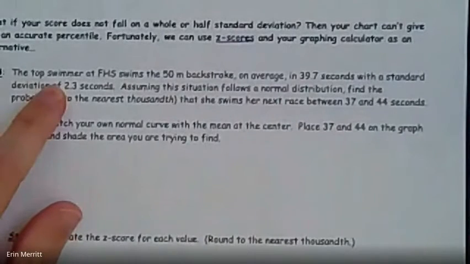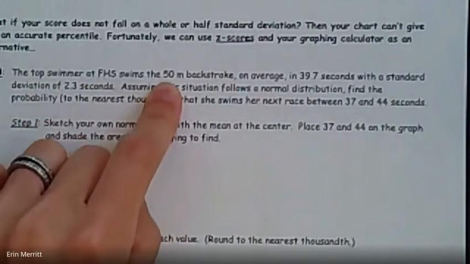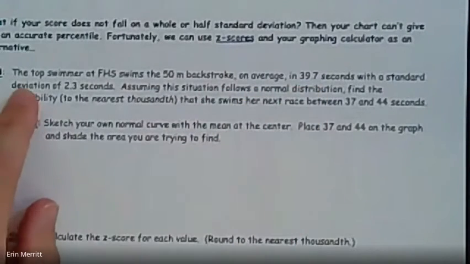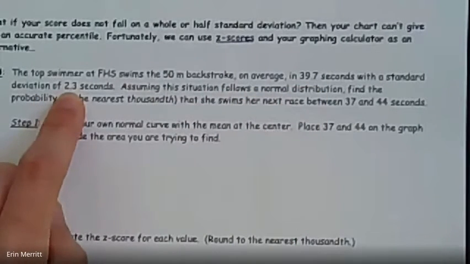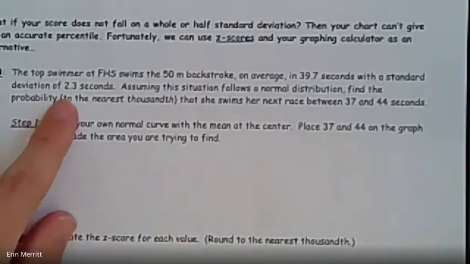So let's do it with this particular example. It says the top swimmer at FHS swims the 50-meter backstroke on average in 39.7 seconds with a standard deviation of 2.3 seconds. Now, how would they know this? They would have had to put all their times in and do one variable stats, and they'd get that. So you can actually calculate these things.